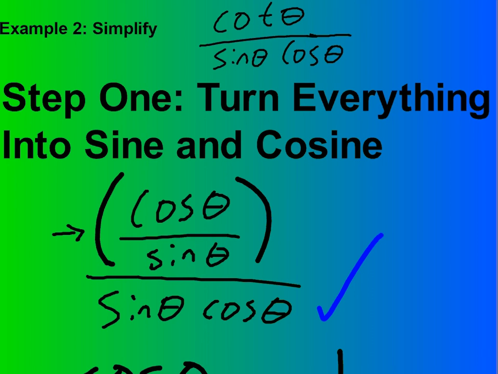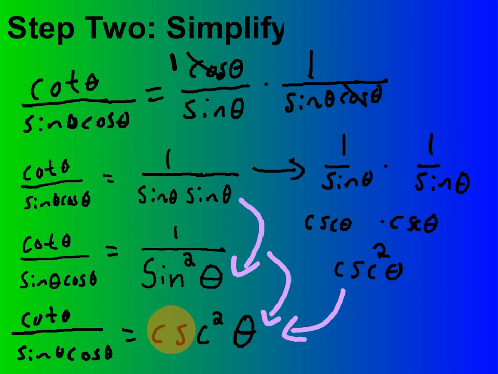And that's a lot simpler than what you started out with. I think everybody can agree that our answer, cosecant squared theta, is much simpler than cotangent over sine cosine. And again, that's the point of this lesson, is to simplify what you're given into something simpler, right? So if you follow those 2 steps, convert everything into sine and cosine, and simplify, you'll get the right answer every time. If you have any other questions about this example, let me know.